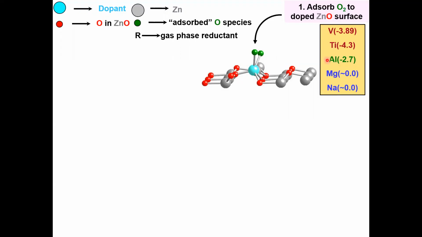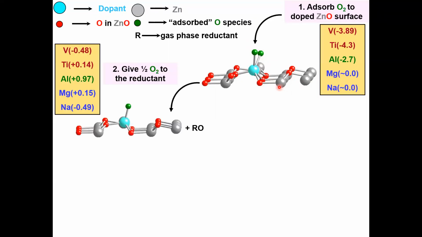Dopants: aluminum oxide is a +3 dopant, titanium oxide is a +4 dopant, vanadium is typically a +5 dopant, and so on. All these facilitate oxygen absorption. Whereas magnesium, a +2 dopant, doesn't facilitate oxygen absorption. Sodium does not facilitate oxygen absorption.